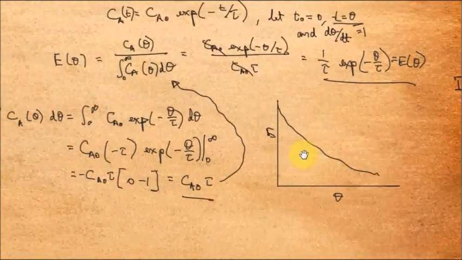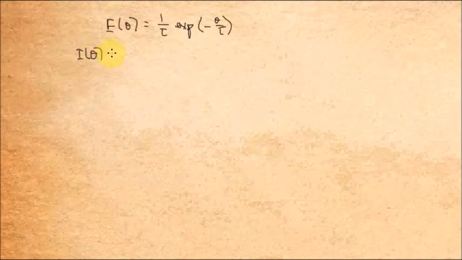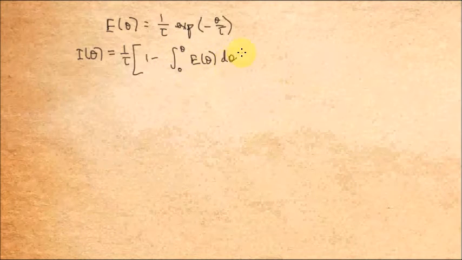The next step then would be to try and predict I of theta. So we've got E of theta. E of theta is equal to 1 over tau exp of minus theta over tau. And what we want to do now is determine what I of theta might be. So I of theta has a relationship with E of theta, which is 1 over tau, 1 minus the integral 0 to theta of E of theta d theta. So we can apply E of theta in there.